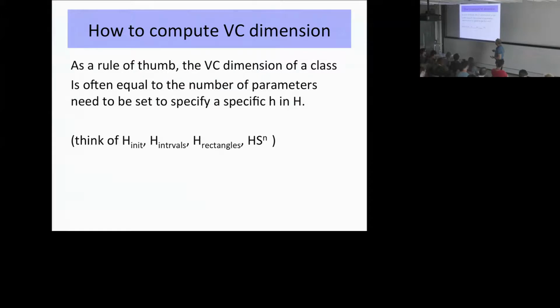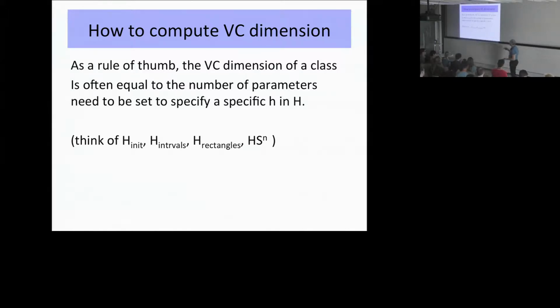If I want to look at the class of intervals, how many parameters do I need to specify in order to pick a specific interval? Two parameters, the left-hand side and the right-hand side. And the VC dimension of the class of intervals is 2. If I want to look at rectangles, say in R^d, how many parameters do I need to define an axis-aligned box in R^d? I need 2d parameters, top and bottom in every coordinate. And the VC dimension is indeed 2d.